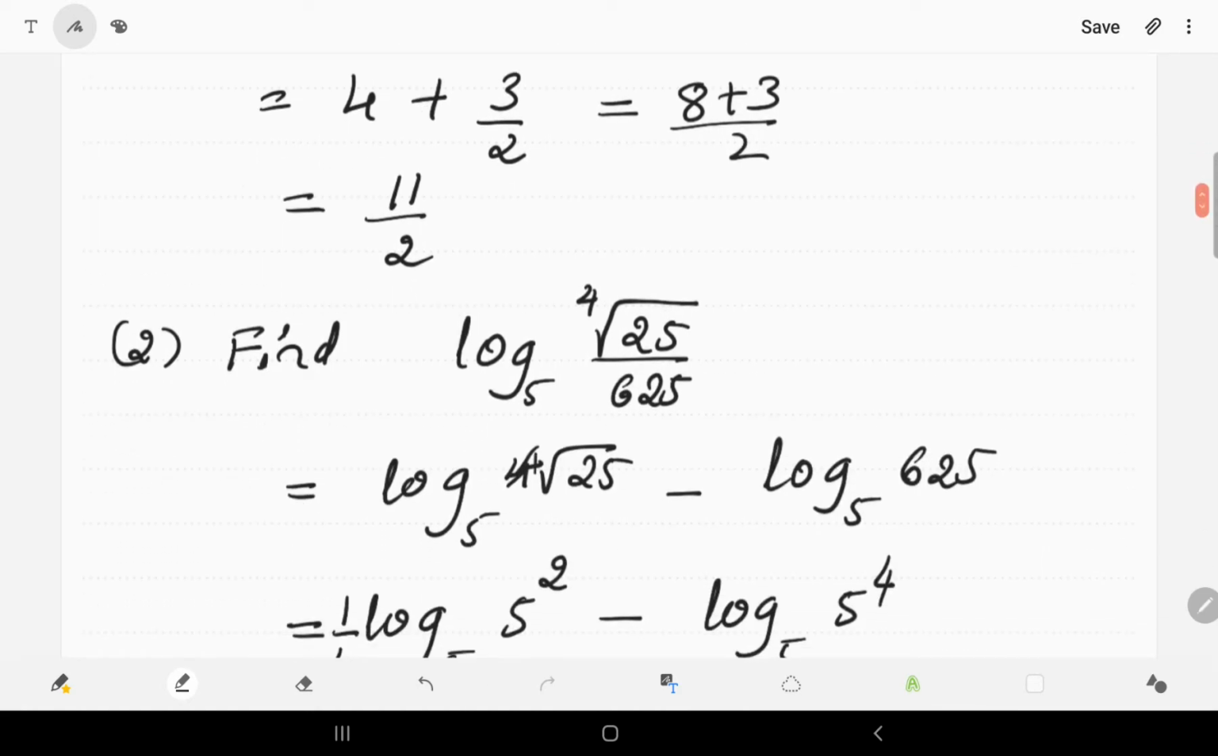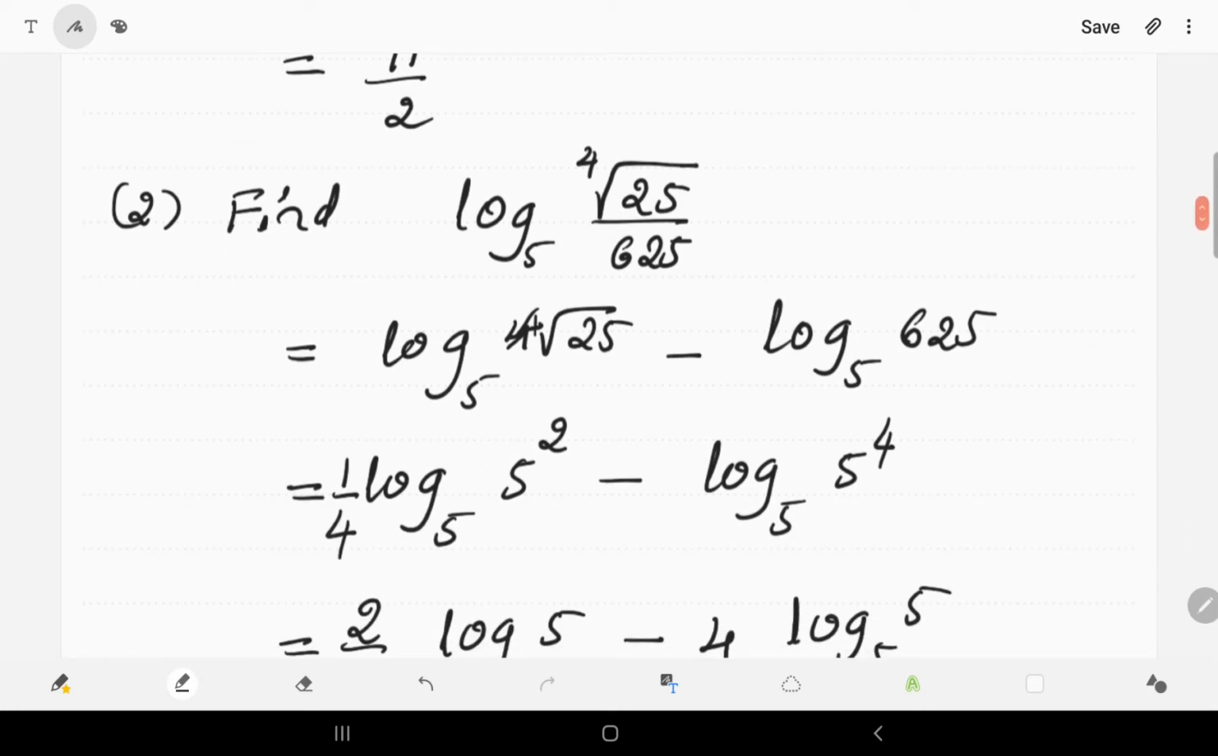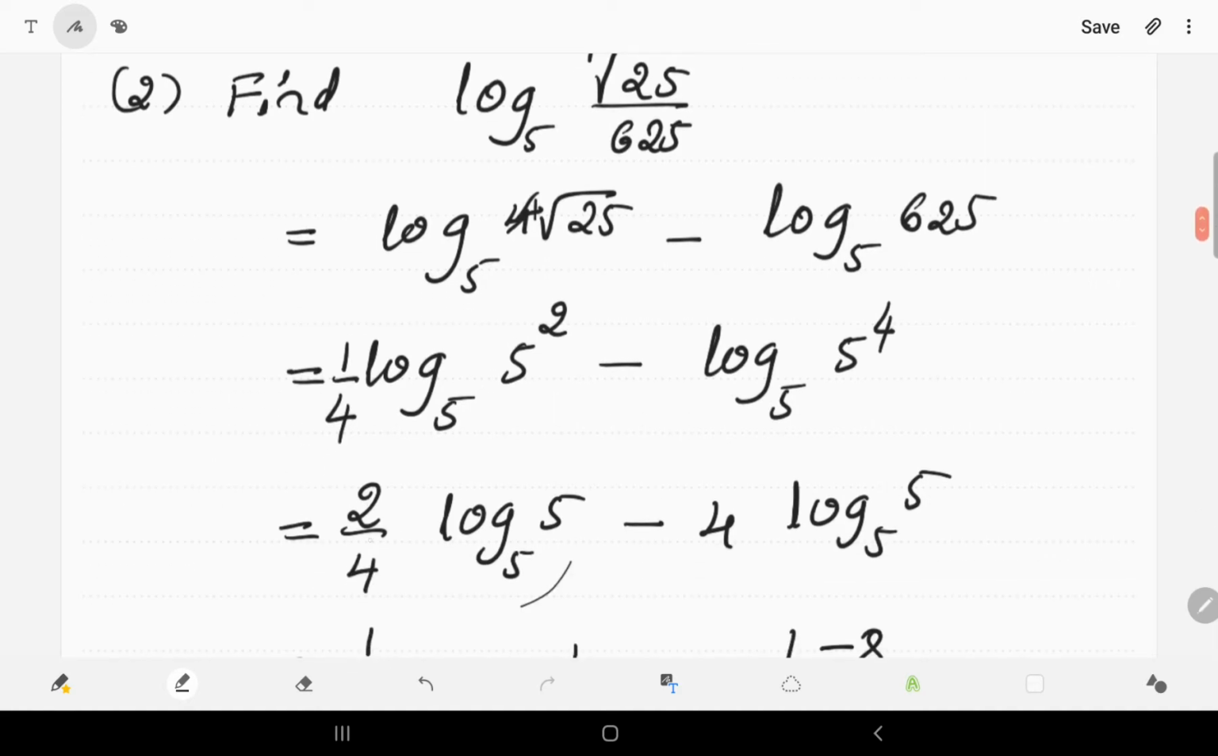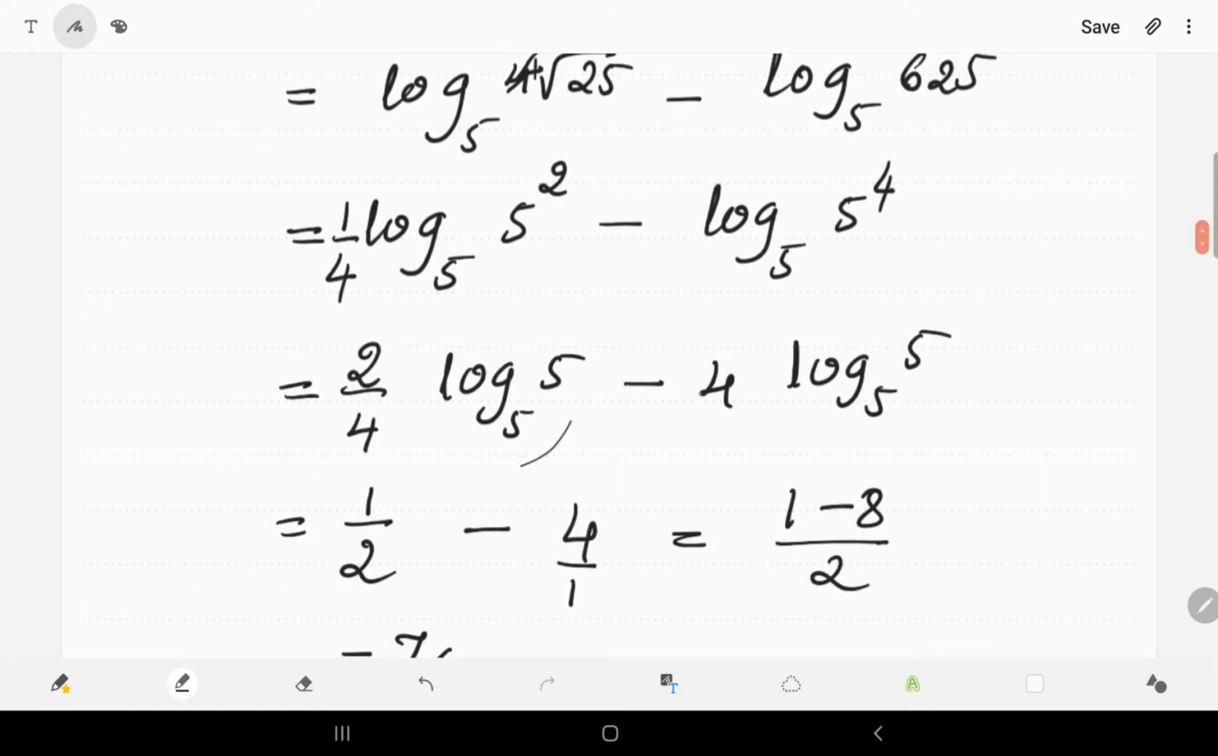Second one, log of 4th root of 25 divided by 625 to the base 5. So 4th root of 25 to the base 5 minus 625 to the base 5. So it can be written as 4th root means 1 by 4 of log 5 square to the base 5 and log of 5 to the power of 4 base 5. So that is equal to 2 by 4 log of 5 to the base 5 and this is minus 4 of log of 5 to the base 5.